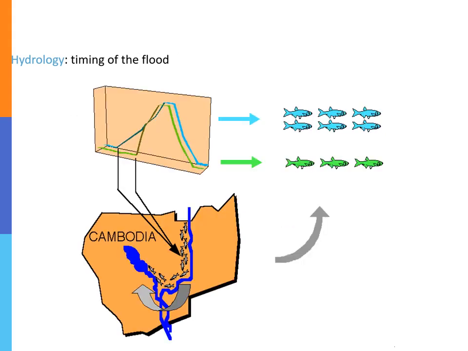The fish production depends also on the timing of the flood. When the flood starts earlier, the young fish have more time to grow, the survival is better, and the fish catch in the end is also better during that year.